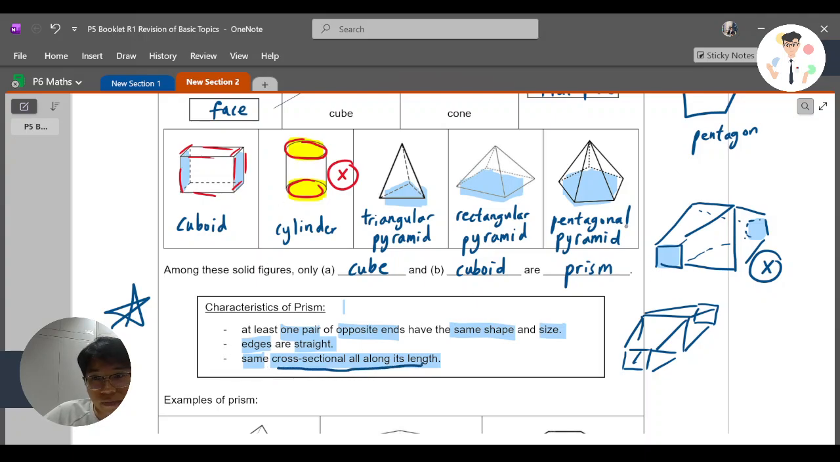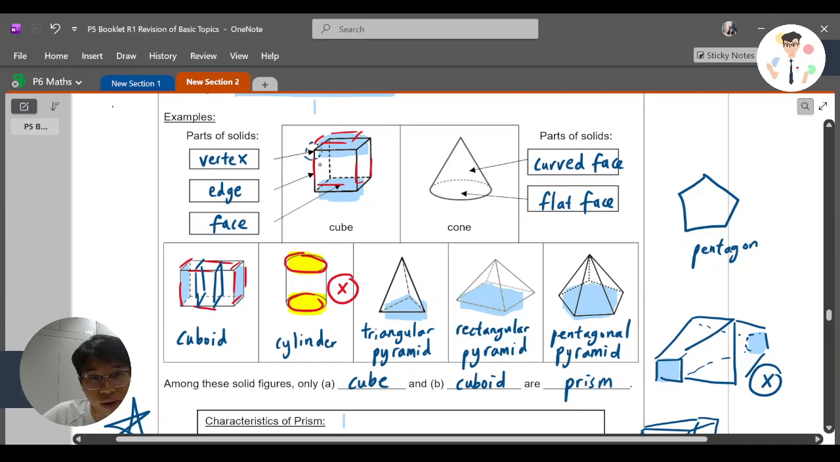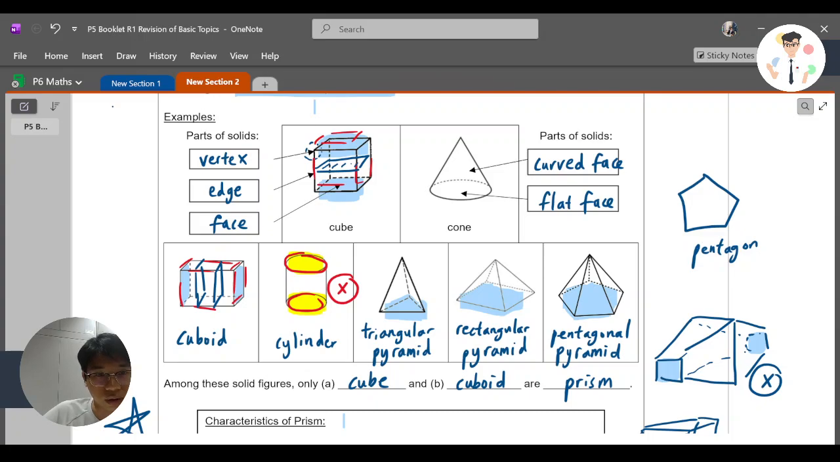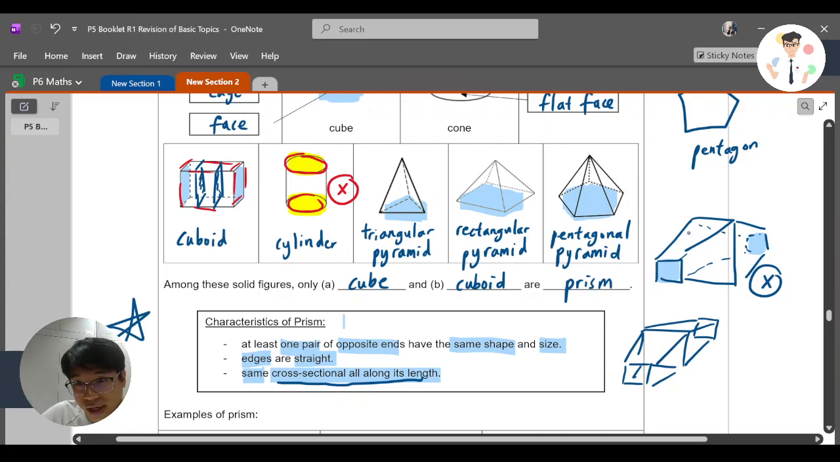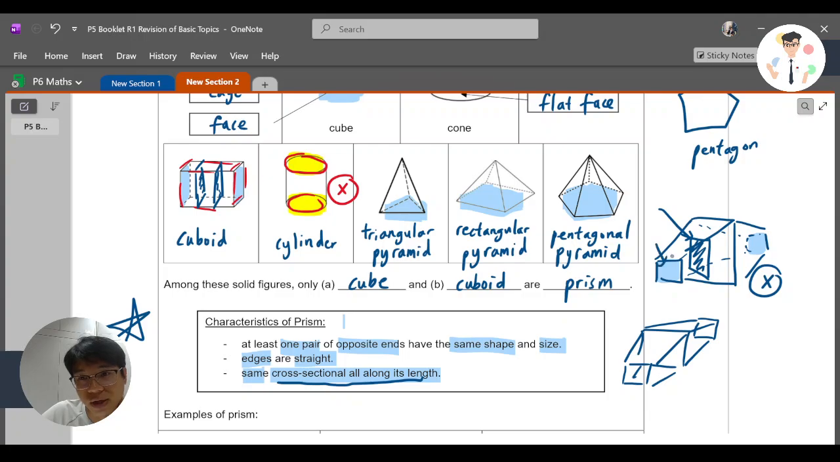It means that you can look at the cube here. If I cut here, will it be the same square here? Yes. Or the same rectangle here? Yes. Can you see here? Same, same, same, same. How about the cuboid? If I cut here, is it still a square? Yes, it's still a square. But in this case, if I cut here, is it still the same? No, this is actually bigger than this one, right? That's why this is one of the very important requirements of a prism. It must have the same cross-section all along its length.